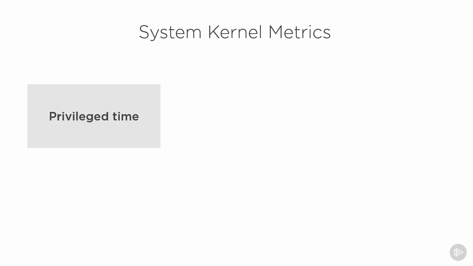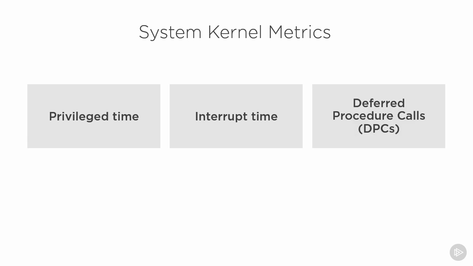First of all is privilege time. This tells us where the NT kernel is spending its time and which functions are executing. There's also interrupt time. This tells us which device drivers are executing, causing the various interrupts to occur. There's also something known as deferred procedure calls, or DPCs. These are issued by device drivers, so we need to know how much time they're spending issuing these DPCs.